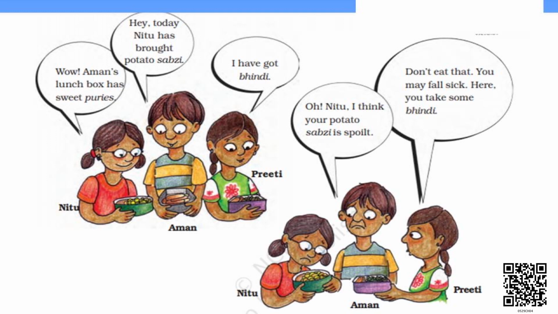Another point is also there. Preeti is saying, don't take that one, please take my bhindi, don't take that spoiled one. Now why is she preventing Aman from taking this spoiled curry? So these are the questions we are going to discuss in this lesson.